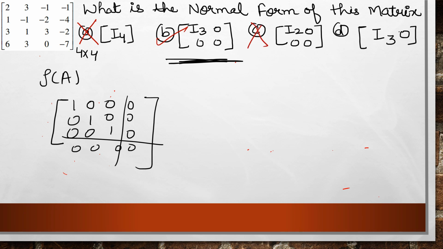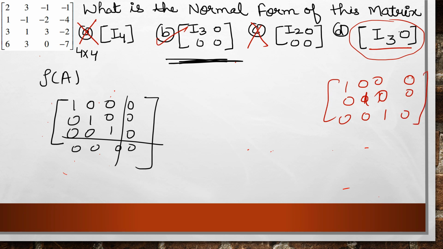Rank cannot be 2. It can be this, but again, because rank is 3 and here they have given I3 0. I3 0 means your matrix is having order 3 cross 4, but that is not true. We are having a 4 cross 4 matrix. So this option is clearly wrong. You don't need to check anything because I3 0 is not possible for this. Otherwise, you'll get a matrix of order 3 cross 4. But our matrix is of order 4 cross 4. So you can directly cancel this out.